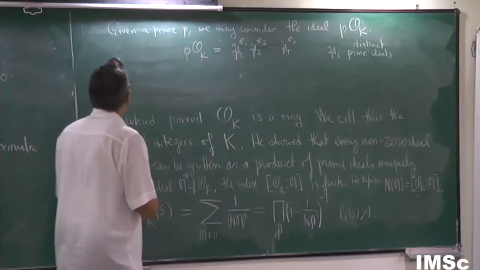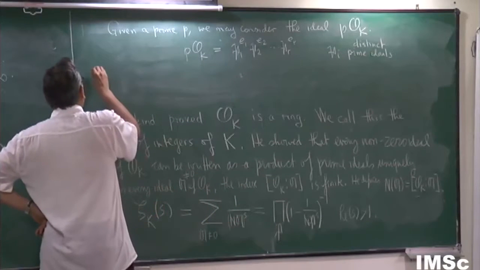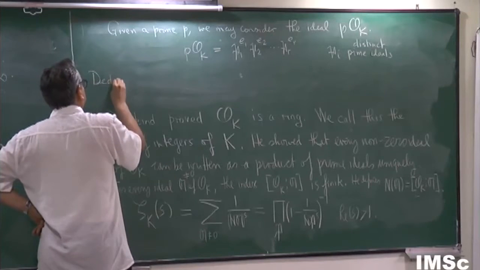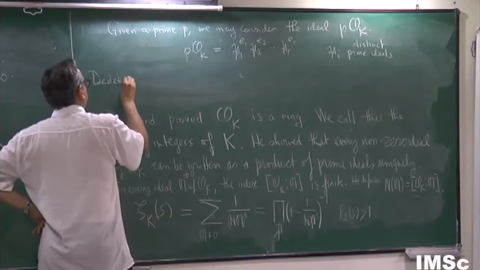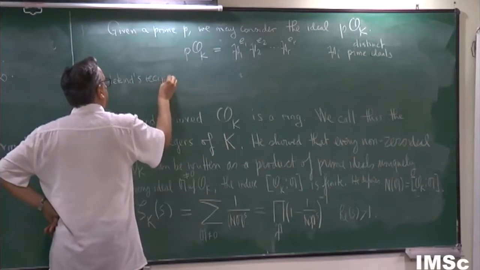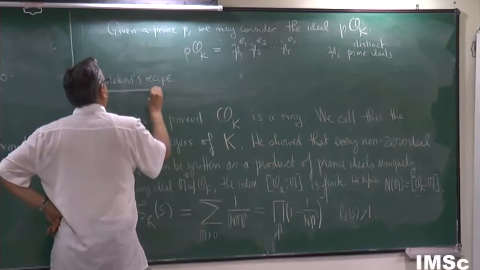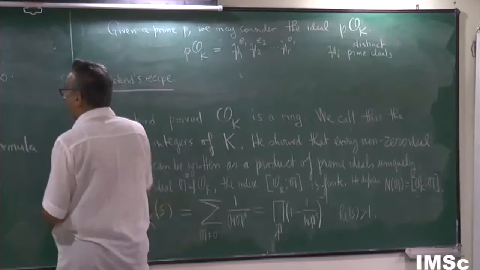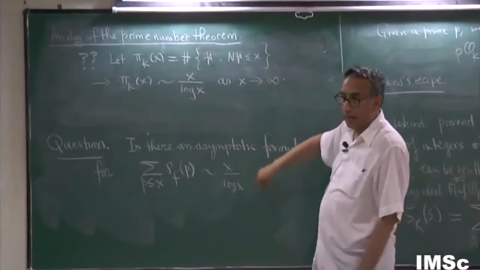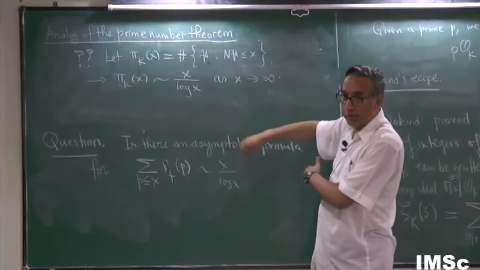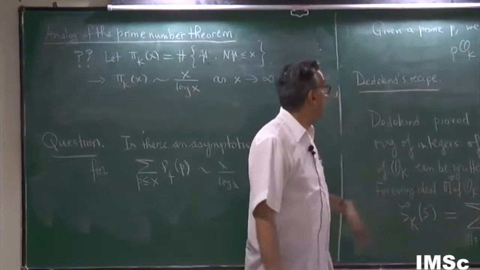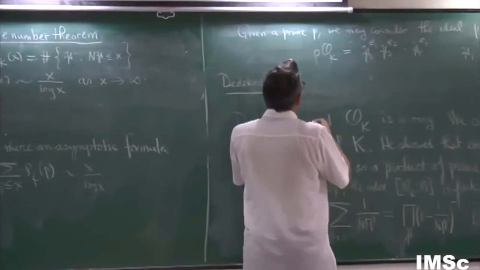Okay. So Dedekind came up with a recipe. So my first step is to show you that these two are equivalent. I just told you that, but didn't show it to you, okay? I have to show it to you. Now I have to do it through this theorem. So Dedekind's recipe is the following.